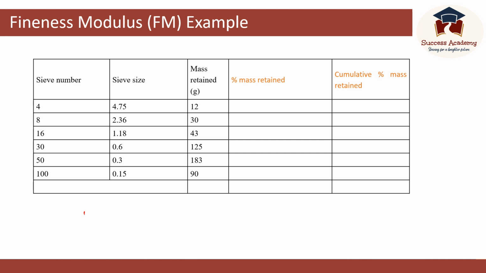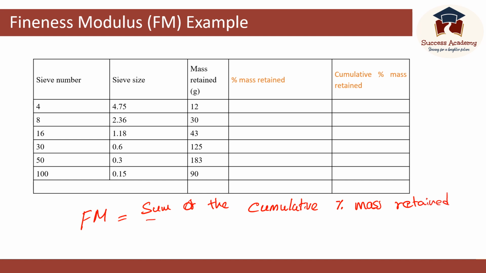As we discussed, fineness modulus is the sum of the cumulative percentage mass retained divided by 100. In this question, we have the sieve sizes and we have the mass retained in each sieve for this particular aggregate sample. So we need to find the percentage mass retained. They have given us the mass retained. We need to find the percentage mass retained.